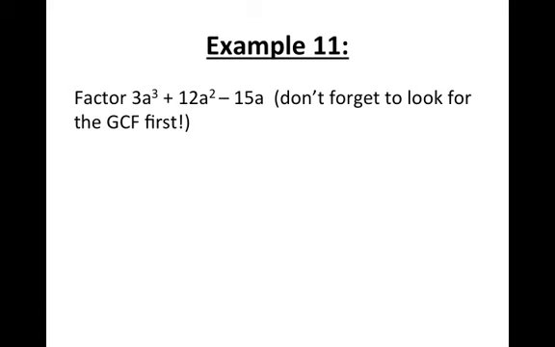All right, let's look at this next one. We've got 3a cubed plus 12a squared minus 15a. We're going to pull out the greatest common factor first, so let's see, it's going to be 3a, and then we have a squared plus 4a minus 5, which will factor to be a plus 5 times a minus 1. So all in all, we've got 3a times a plus 5 times a minus 1.